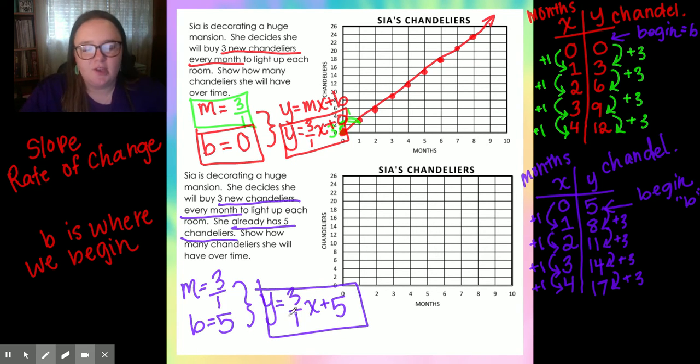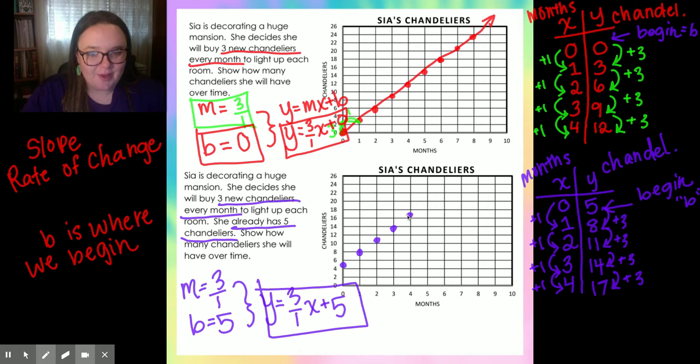They're pretty similar, but a little bit different. And then I'm going to finally graph this, right? I kind of save that for last. If we are beginning with five chandeliers at 0 months, she began at five. So she began all the way up here at five. After 1 month, she bought three more. So that puts her all the way at eight. And we did that here in our table too. After 2 months, she bought three more. So that puts her at 11. After 3 months, that puts her at 14. After 4 months, that puts her at 17.